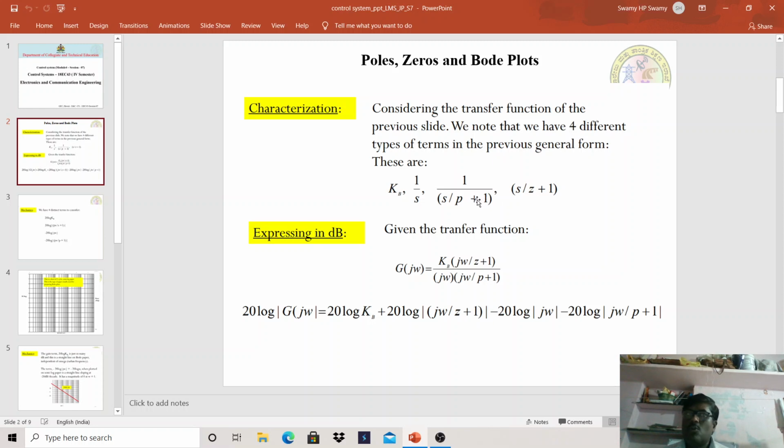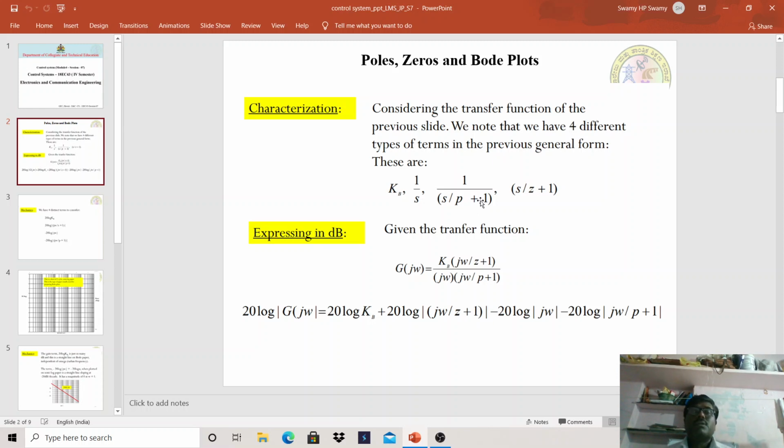Magnitude of open loop transfer function can be calculated by taking, for each term, 20 log of the numerator terms and denominator terms. That will give you your magnitude, and phase angle will be phi is equal to tan inverse y by x, where y is the imaginary term divided by the real term in the open loop transfer function.